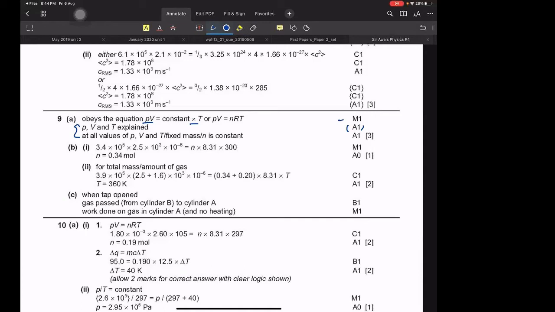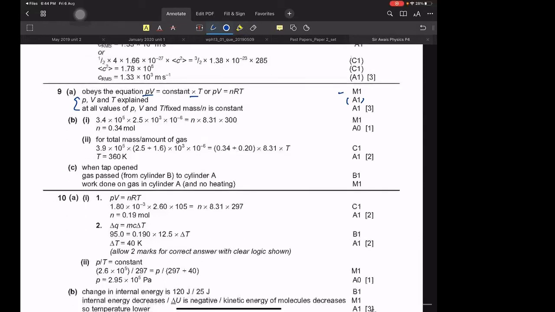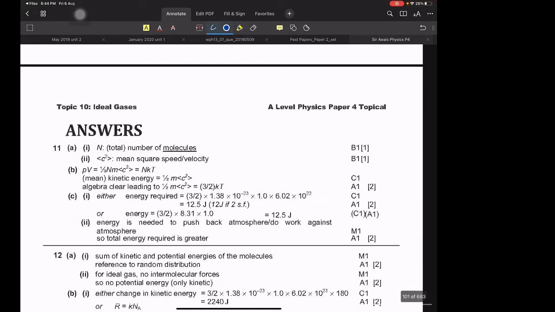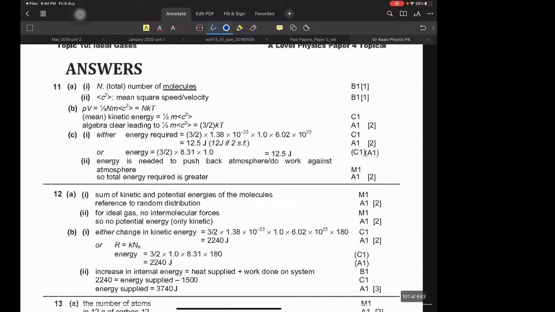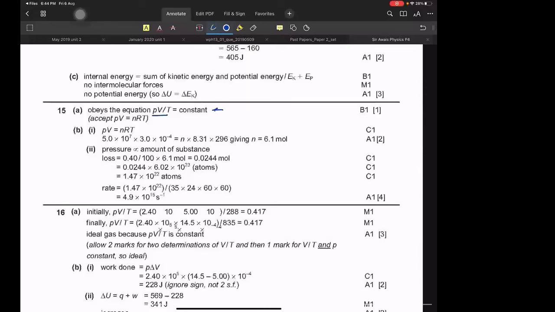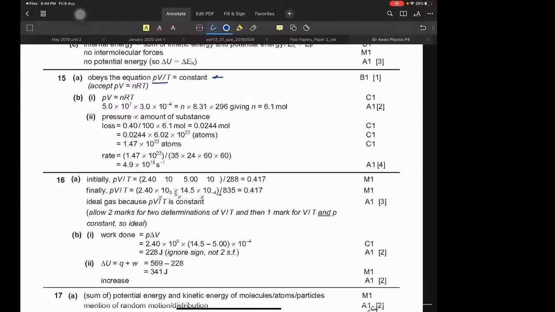So be very careful about that. ये इसलिए तुम लोगों को tricky इसलिए बार-बार समझा रहा हूँ that you will end up losing marks. अब 15 check करते हैं. So for 1 mark, he has only written obeys equation PV T equals to constant. बस खत्म कहानी. ठीक है? Now फिर कौन सा था? 20 था.